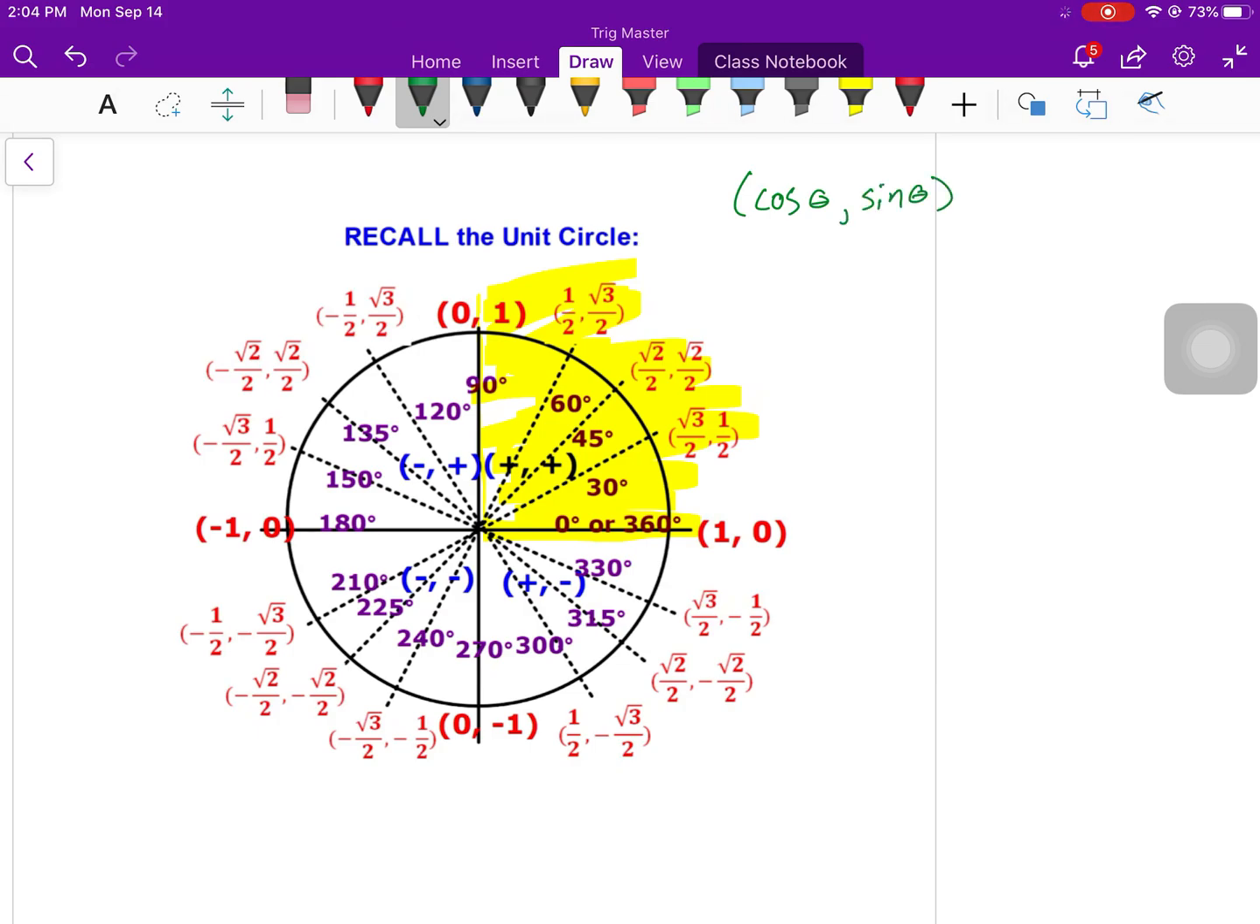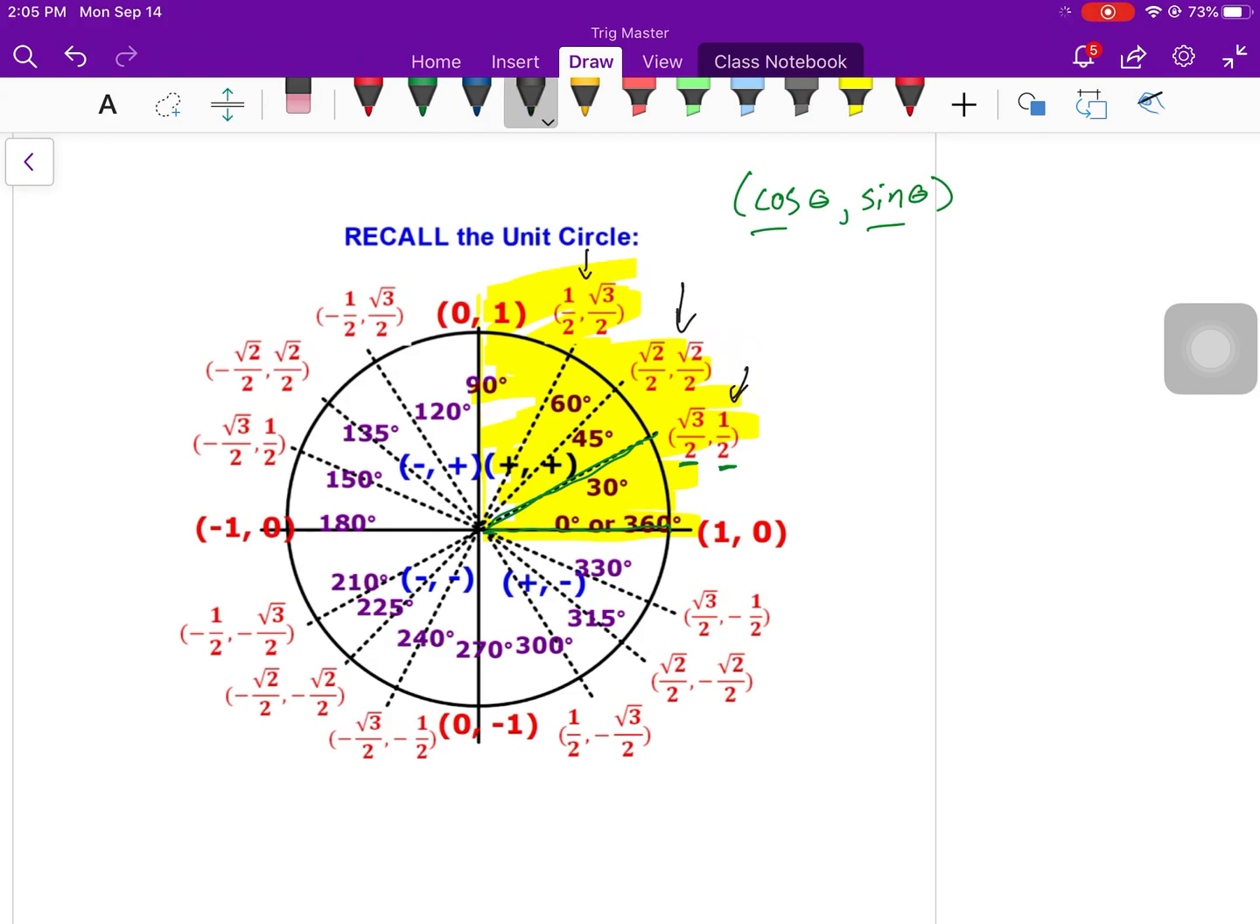What I mean by that is if I look at cosine of 30 degrees, the 30-degree angle is right there. This is cosine of 30 degrees. That is sine of 30 degrees. The way that I personally remember this: cosine comes first alphabetically, just like x comes first alphabetically in an x-y ordered pair. So cosine comes before sine. That helps me remember each of these values as well.